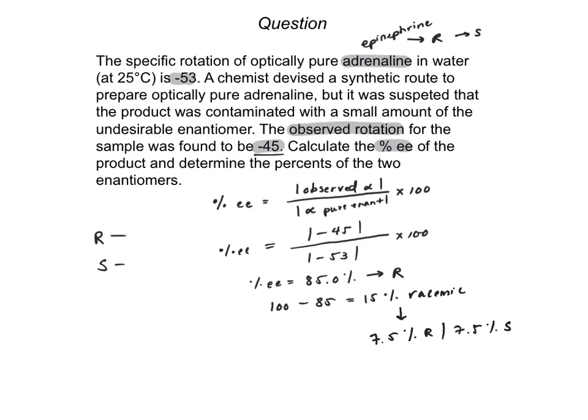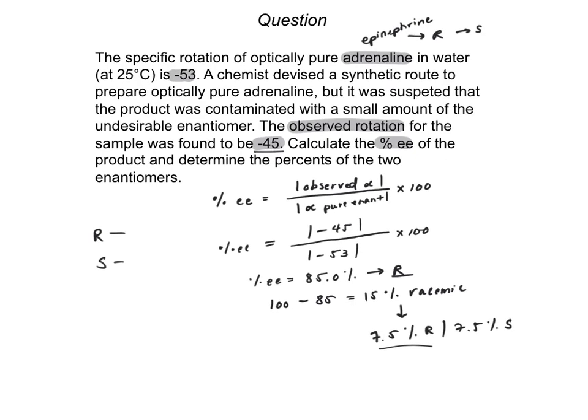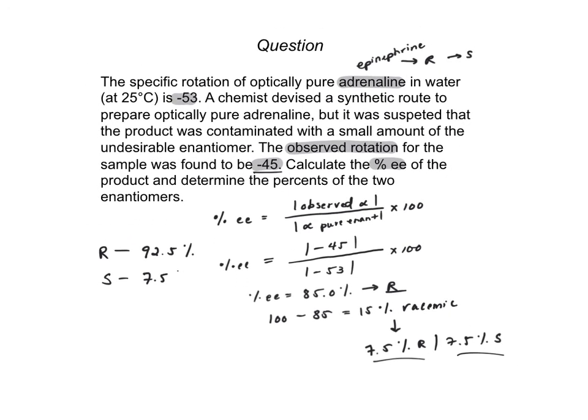So overall, how good has he been, okay? 85% was R in excess, and then another 7.5% was R in that racemic mixture. So we can add those two together. We have 85 plus 7.5 gives us 92.5% of that solution being R, whereas the S is only 7.5% of that solution.